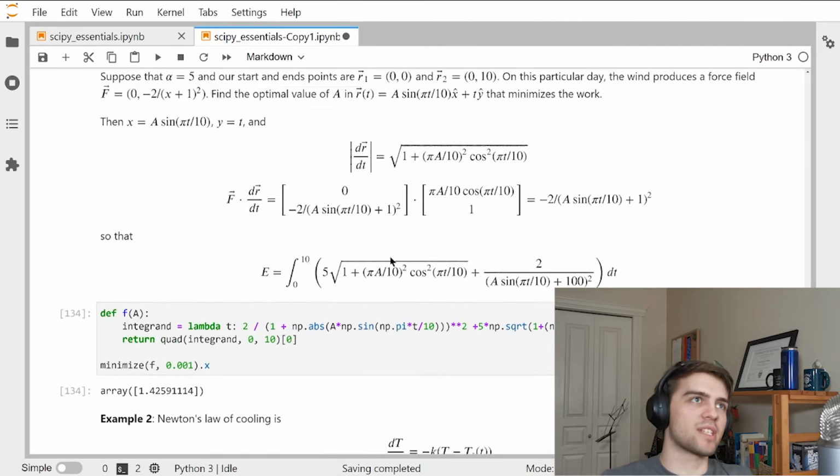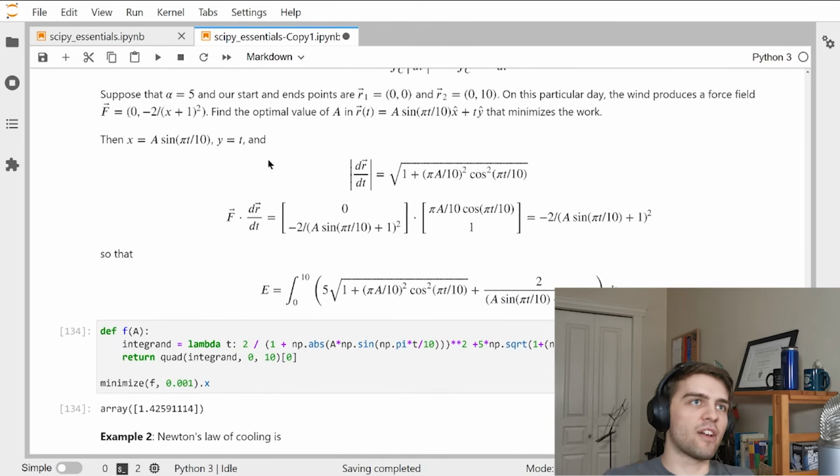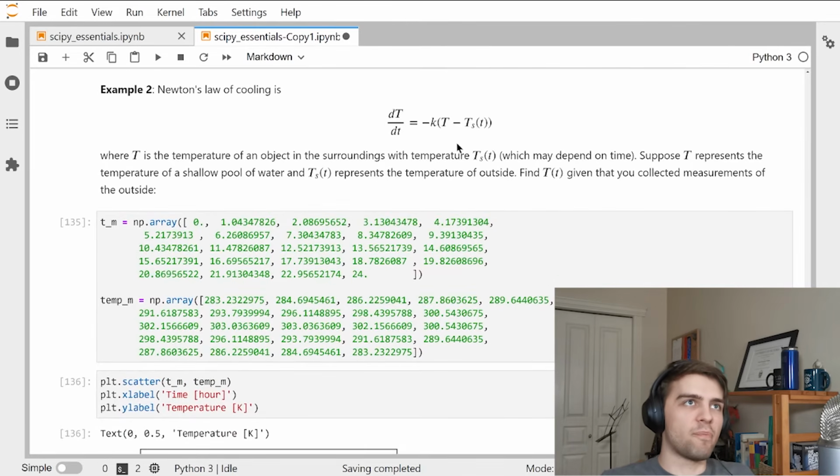So note what I've done with these two examples is I've paired things. Here I've paired integration and optimization, which typically show up together. And here I've paired ODE solving and interpolation. Again, things that typically show up together.